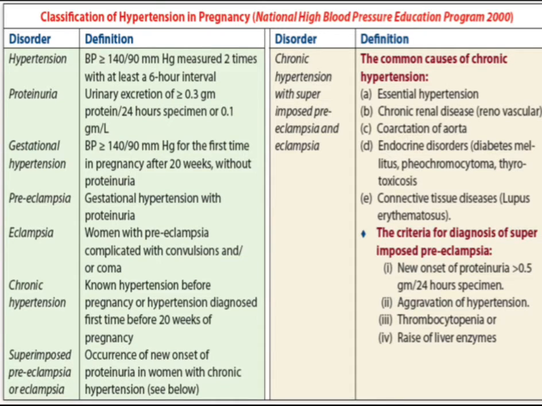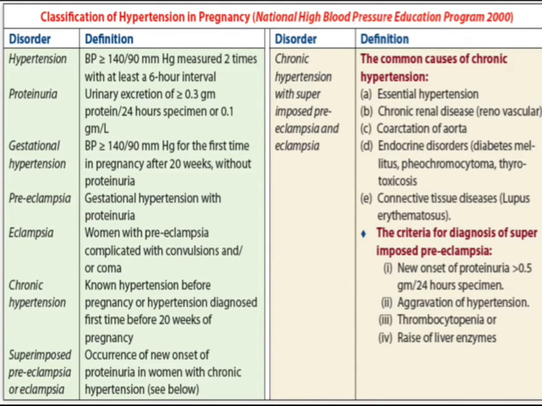Pre-eclampsia: gestational hypertension with proteinuria. Eclampsia: women with preeclampsia complicated with convulsions and or coma. Chronic hypertension: hypertension before pregnancy or hypertension diagnosed for the first time before 20 weeks of pregnancy. Superimposed preeclampsia or eclampsia: occurrence of new onset of proteinuria in women with chronic hypertension. Disorder: chronic hypertension with superimposed preeclampsia and eclampsia.